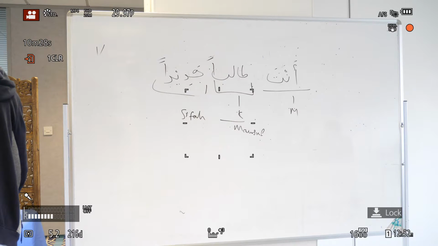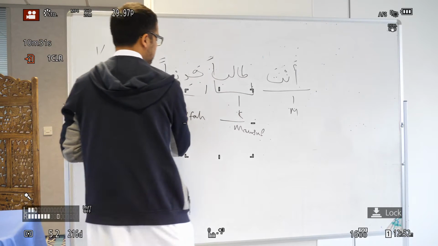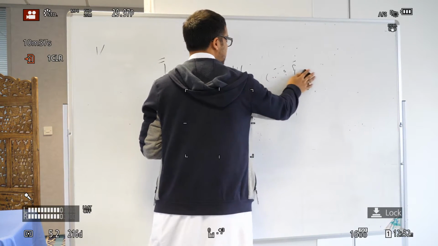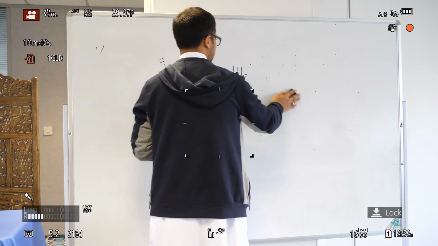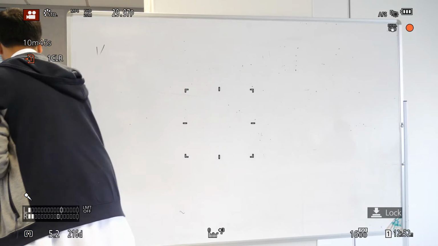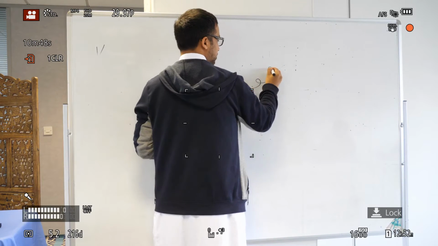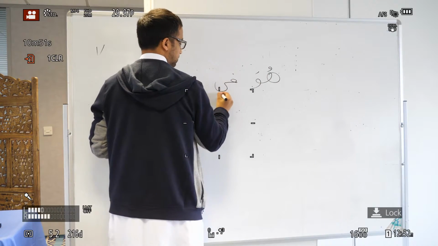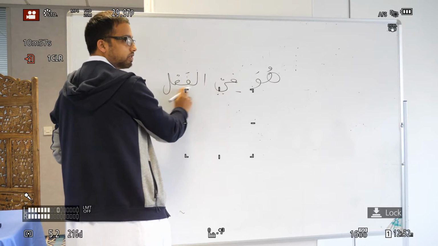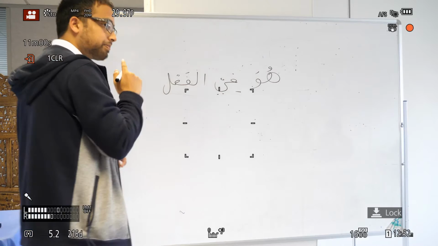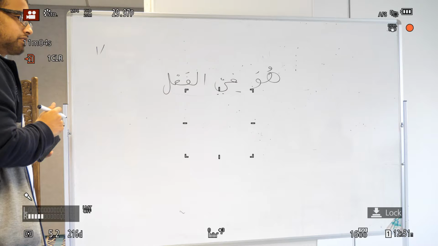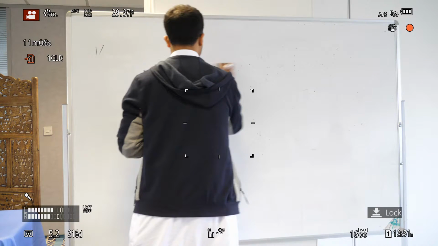Which cases? Or you add a ba to it. If it's a jar majroor, so if you say huwa ṭālib, huwa fil-faṣli, you can't add a ba to this because it's already a jar majroor. You leave that one as it is as well.